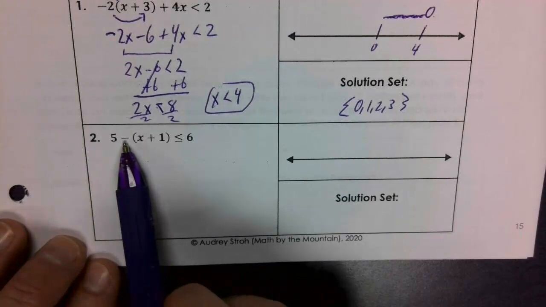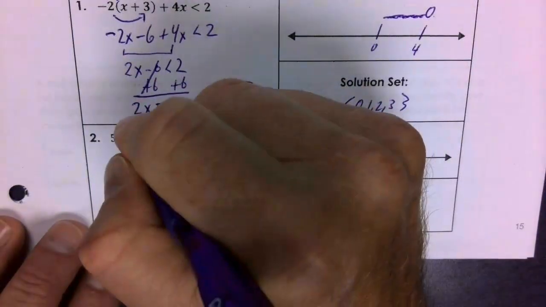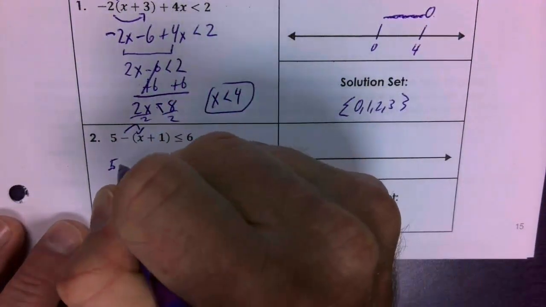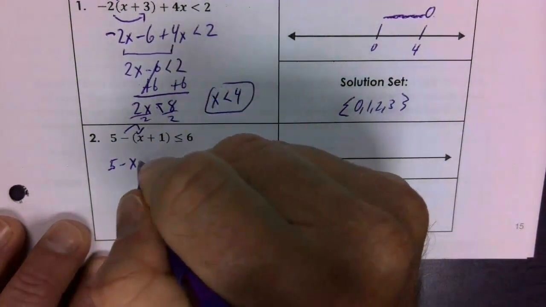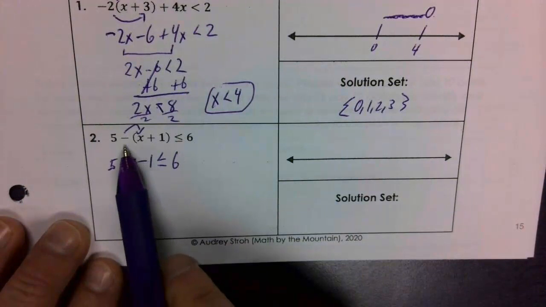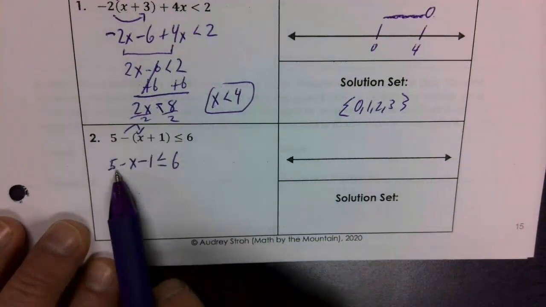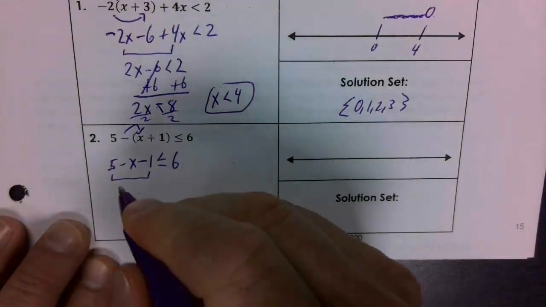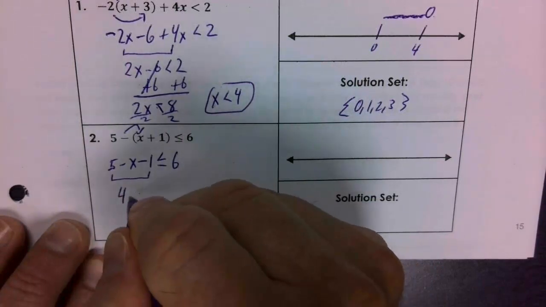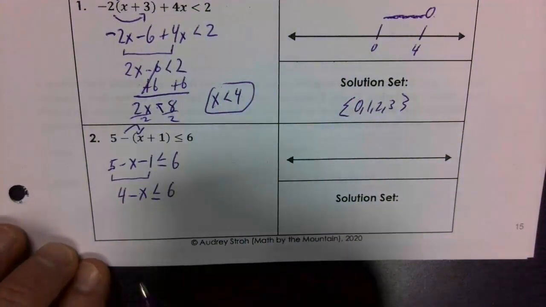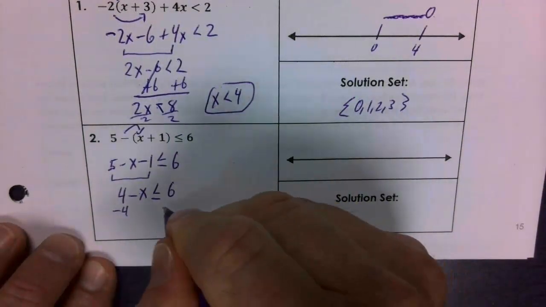I notice there's a negative on the outside of that parentheses, so that's a -1. So let's go ahead and take care of that. Careful here. That's going to give me a -x minus a 1. There's my inequality sign. So let's take a look at it. That's a -x minus a 1, and that 5 I just bring down. So now I can combine 5 minus 1 is 4. Bring down my minus x. Bring down my 6. Now I need to go -4 on both sides.